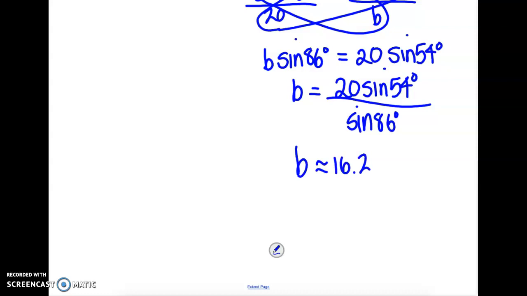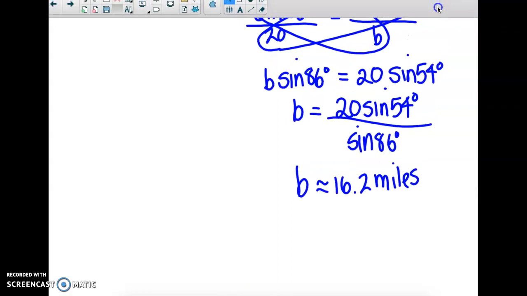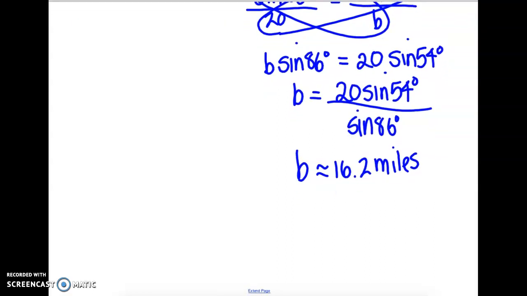What is the units? Miles. What did we just find? Let's go back up. Sorry. That's that distance in our triangle, where here is our fire station, or our lookout station to the fire. And it is 16.2 miles away.